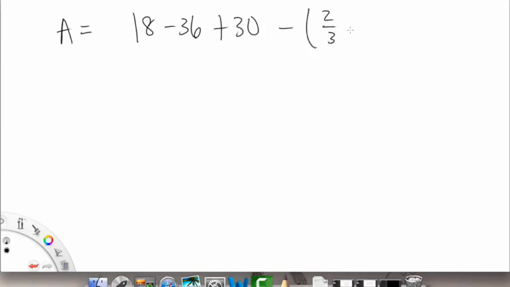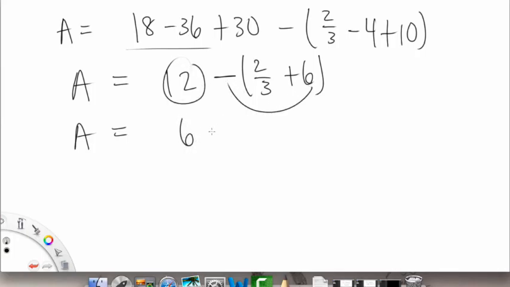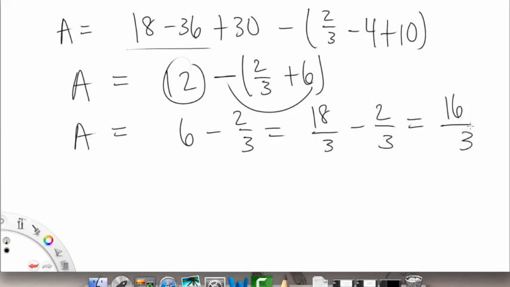So now again, our area, I'll just write down what we had on the last line so we can follow along. So minus 36 plus 30, and then minus, in parentheses, 2 over 3 minus 4 plus a 10. Okay, so then our area is going to turn out to be, so this is a negative 18 plus 30, so that'll be a positive 12. And then minus, we have 2 over 3 plus a 6, okay? So this is going to be the same thing as saying 12 minus 6, so that'll be 6 minus 2 over 3, which is the same thing as 18 over 3 minus 2 over 3, getting our common denominators, so that would be 16 over 3, okay? So that is the area between our two curves.